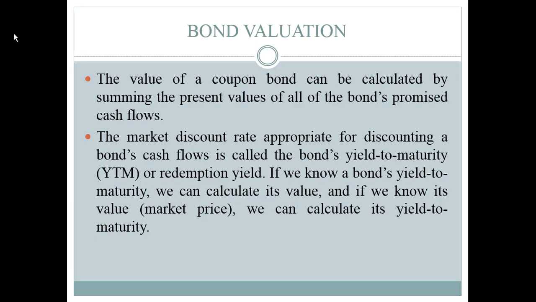And then we move on to bond valuation. So the value of a coupon bond can be calculated by summing the present value of all the bond's promised cash flows. Alright, so you calculate the bond's promised cash flows, all of them, and then you discount all of them. And when you discount all of them, that is when you come up with the value of the bond.